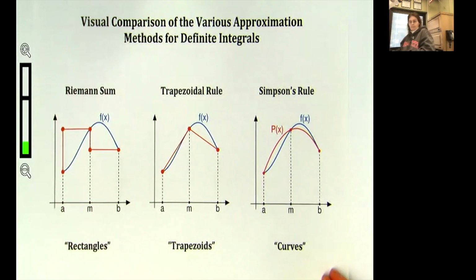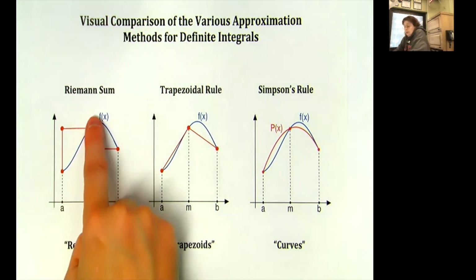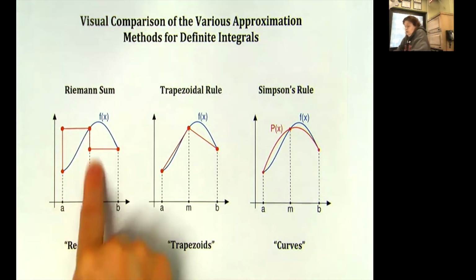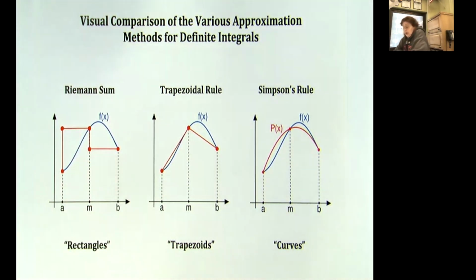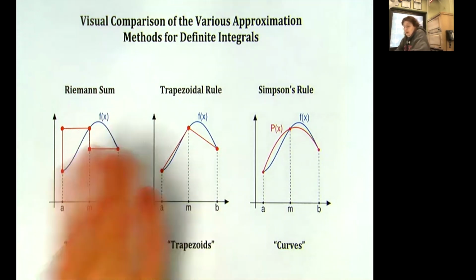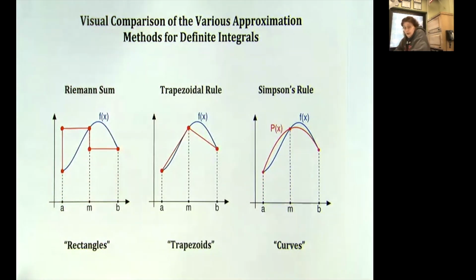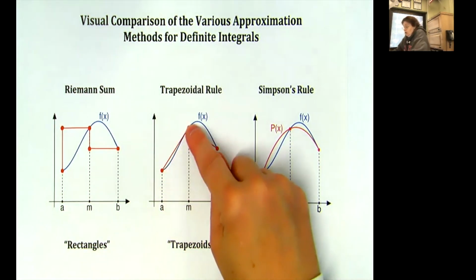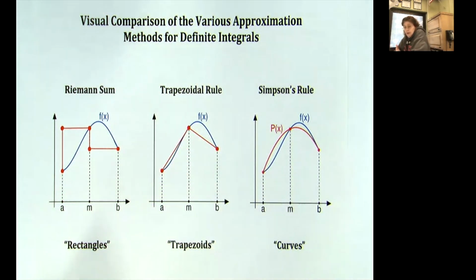This is a visual comparison of all our different approximation methods. We did a Riemann sum, which uses rectangles. I just chose the right-handed endpoints, and you can see that this is not a good approximation. Then you've got the trapezoidal rule, which we just learned. It uses trapezoids, so you come up and draw a trapezoid there, with this side being at that angle, which makes it a better approximation.